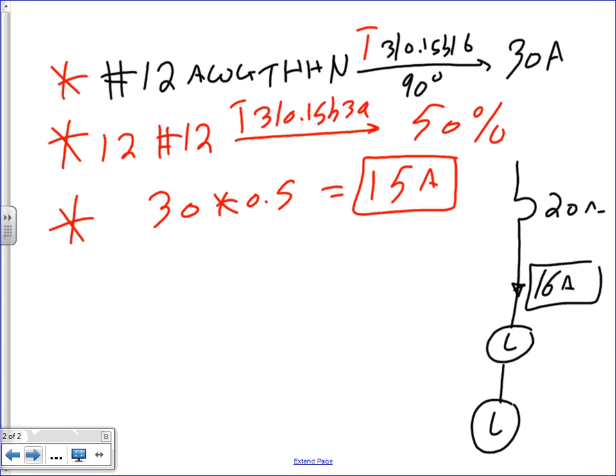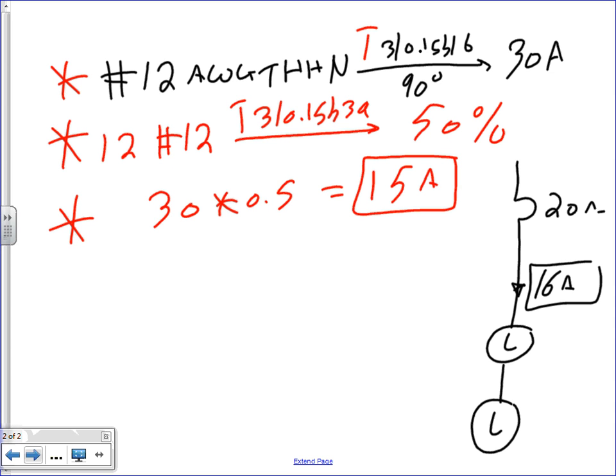80% of 20 is what? 16. So that's the number that I personally use when I size for lighting circuits, 15 amps. Assume that a 20 amp circuit will be carrying 15, and that's how you size how many lights you can pull from a 20 amp circuit.